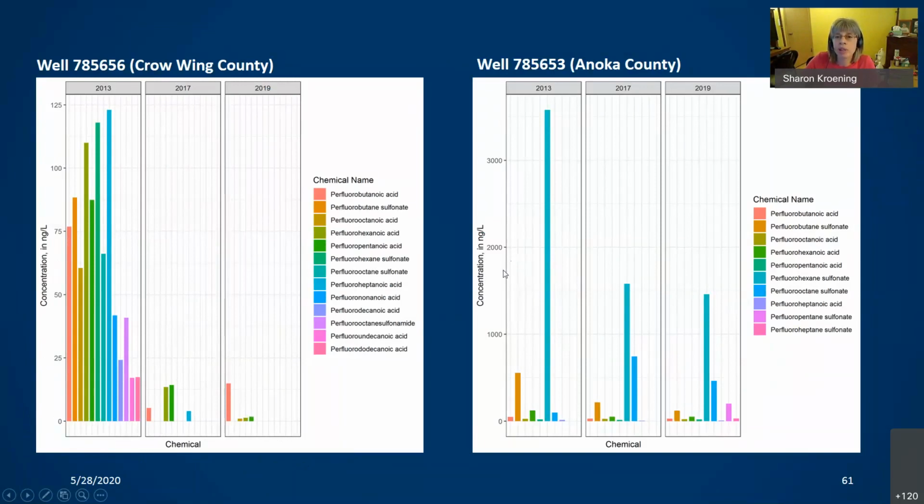Similarly, in this monitoring well in Anoka County, which again I believe is in a residential area, we found a really high concentration of perfluorohexane sulfonate in 2013, but subsequent samplings have shown that this concentration has decreased, although we have seen an increase in PFAS in this particular well. To date, we haven't gone out near our monitoring wells to see what the sources of the PFAS are to them, but it's something we're talking about in our program.